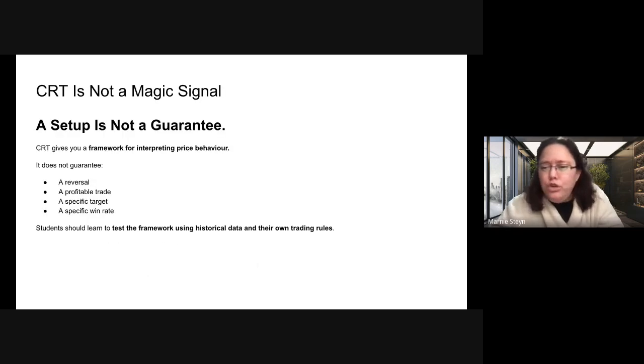I want you to look towards multiple confluences. Yes, Lauren, you can look for that, right?